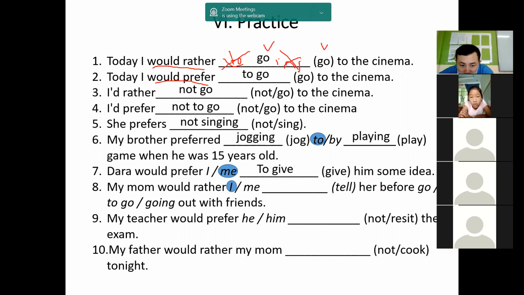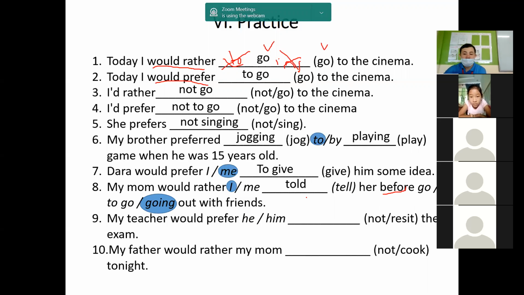Before is what? Before is a preposition, right? After a preposition we use... with what? Maja? With... Remember the rule of gerund after preposition. Before is a preposition, so with gerund. Okay, so my mom would rather I told her before going out with friends.